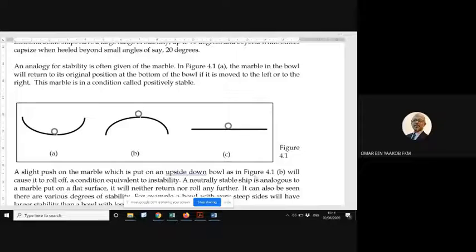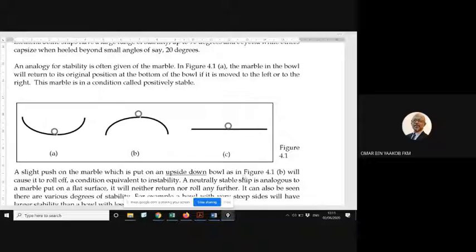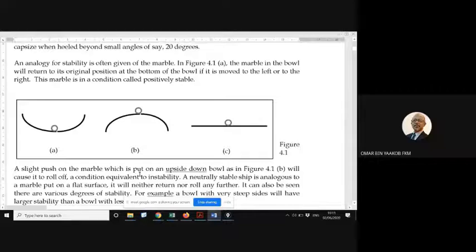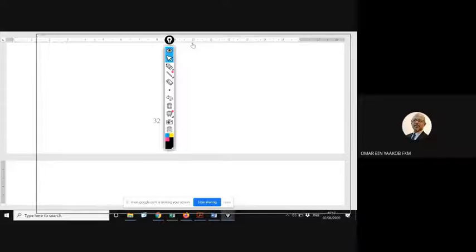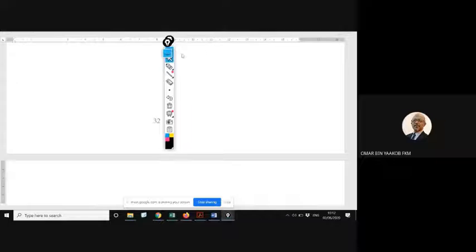My Epic pen is missing. Okay. Oh, the pen is coming. Sorry. Oh, it's not behaving very well today.